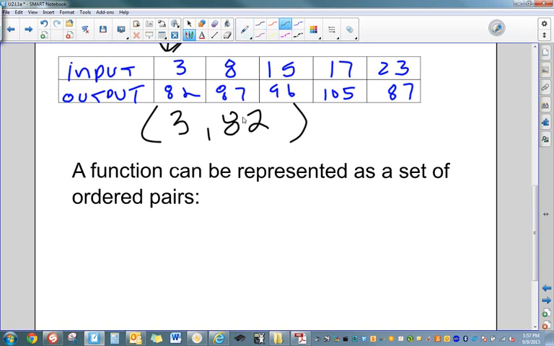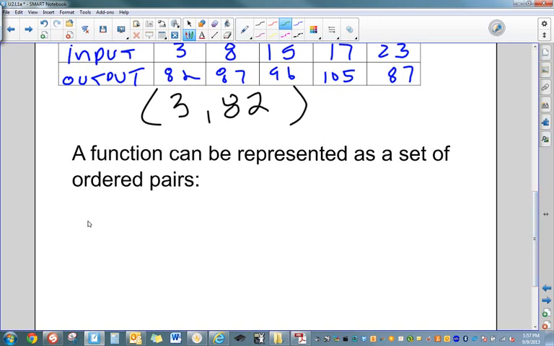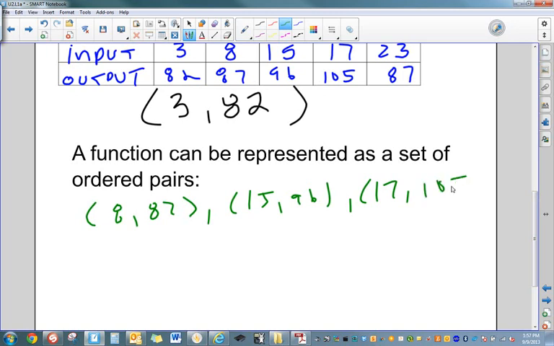So, the ordered pairs here, we already had 3 and 82 from John and Christine. Then you have 8 and 87. You have 15, comma 96. You have 17, comma 105. And you should have 23, comma 87.